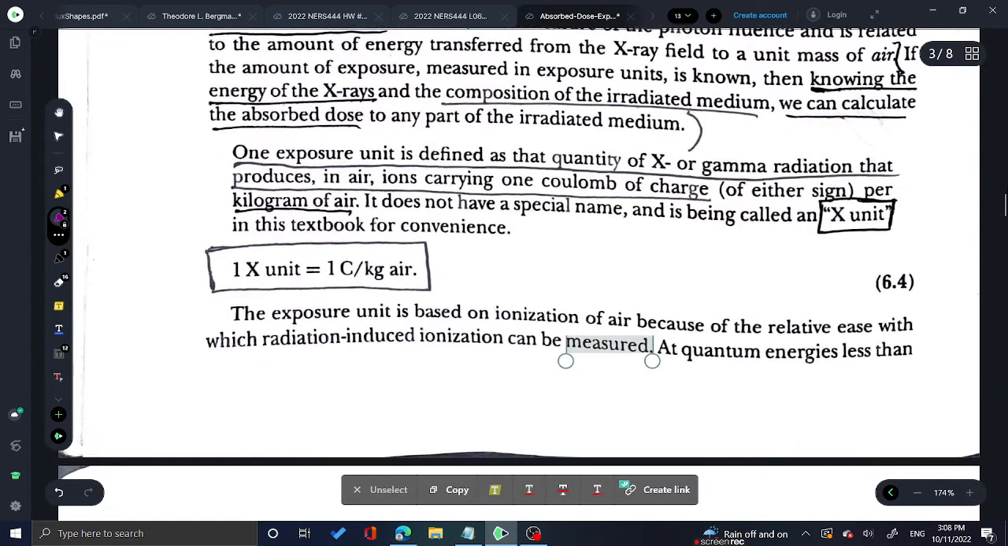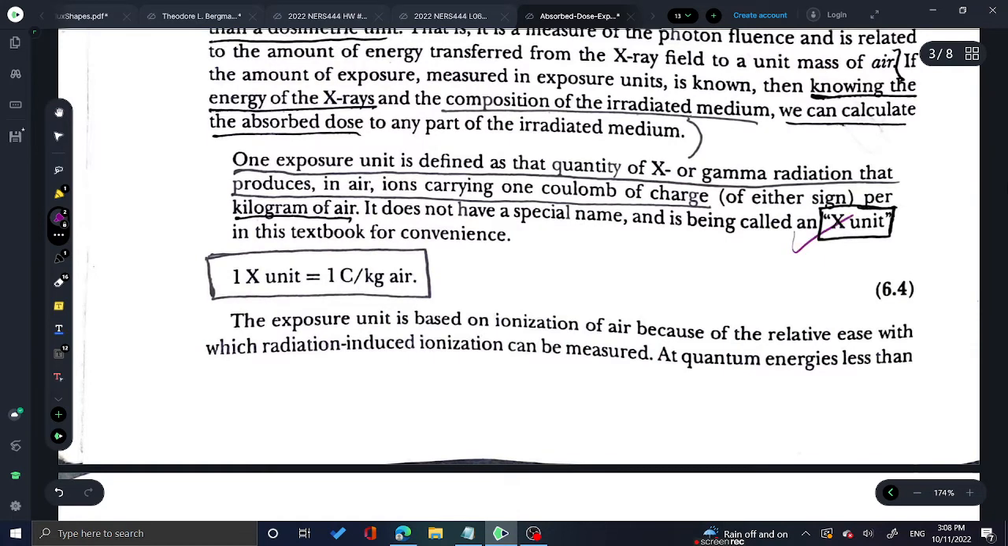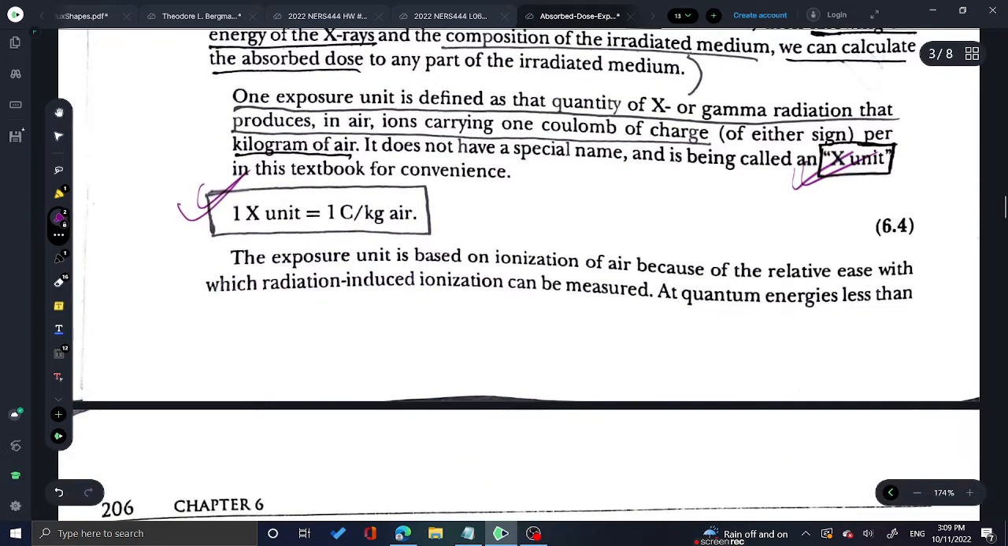So the first exposure unit we will look into is the x unit. So x unit is basically, এখানে যেটা দেওয়া আছে, equal to 1 coulomb per kilogram of air. So it basically means, one exposure unit means যতটুকু exposure হলে তোমার 1 কেজি এয়ারে 1 coulomb of charge produce হবে, সেটাকে আমরা 1 x unit বলতেছি। সো একটা এয়ারকে যদি তুমি একটা রেডিয়েশন এক্সপোজ করো, দেন যতটুকু রেডিয়েশন হলে 1 কেজি এয়ারে 1 coulomb of charge প্রডিউস হবে, দ্যাটস 1 x unit.